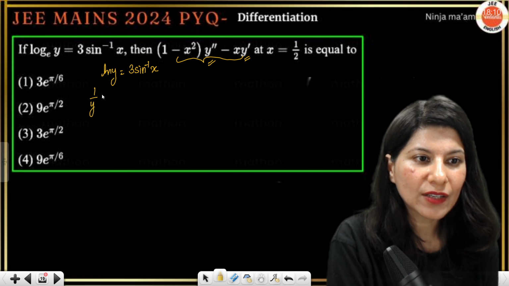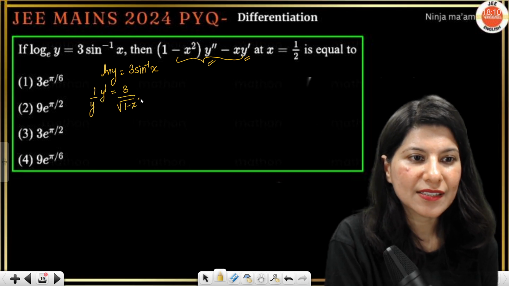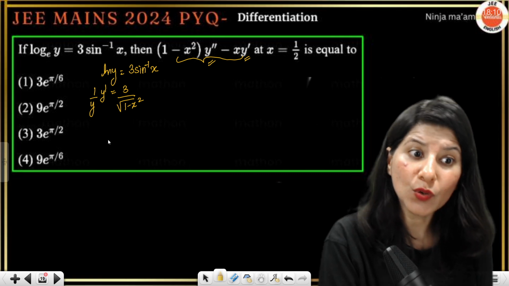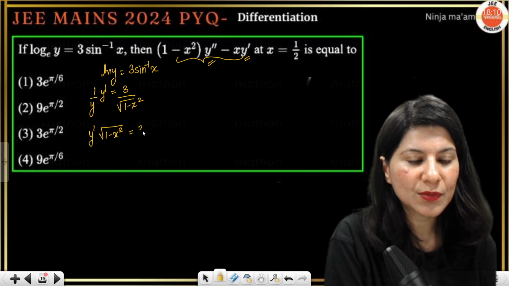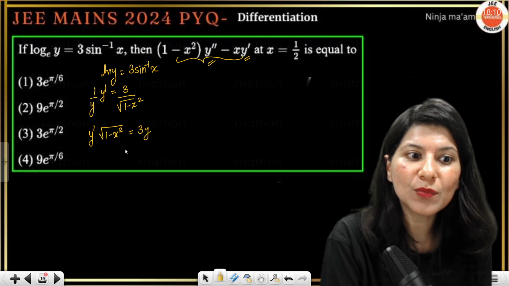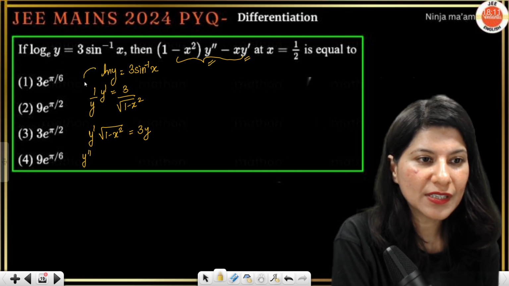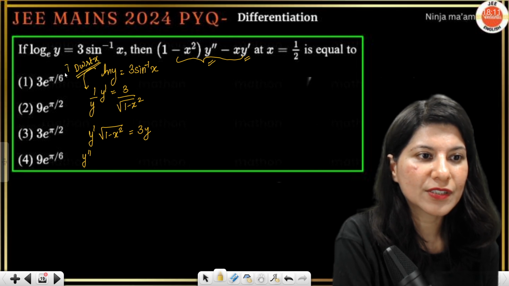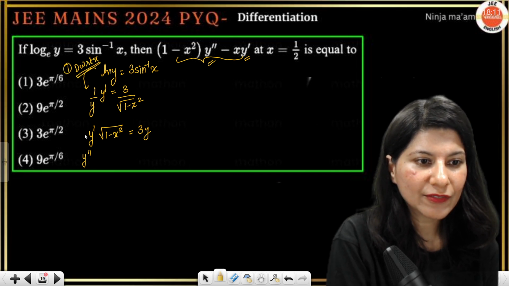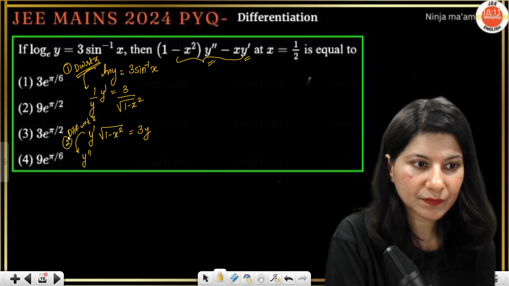1 by y dash will be 3 square root 1 minus x square. Perfect. Now cross multiply. y dash square root 1 minus x square is equals to 3y, and differentiate one more time. So y double dash. First of all, differentiate with respect to x the first time, and after cross multiplication again differentiate with respect to x the second time. Perfect.